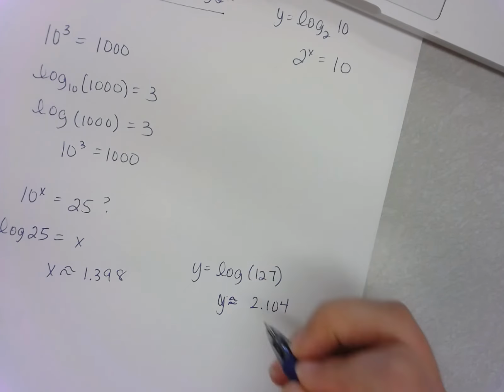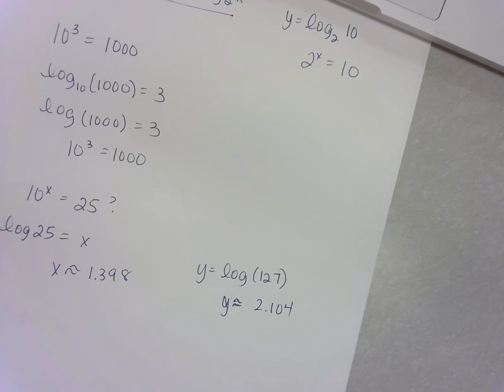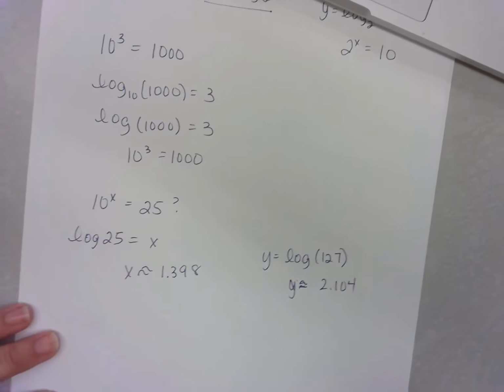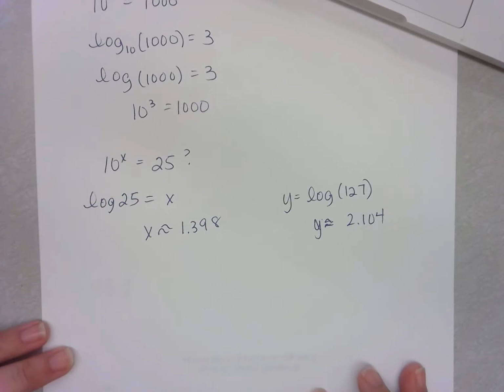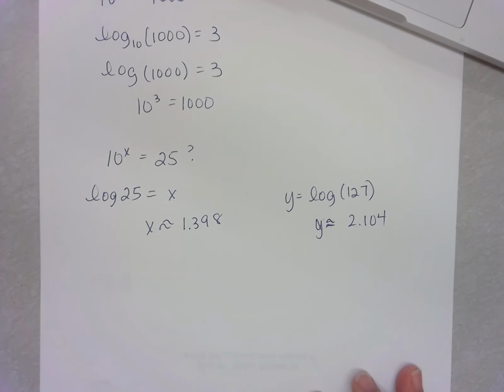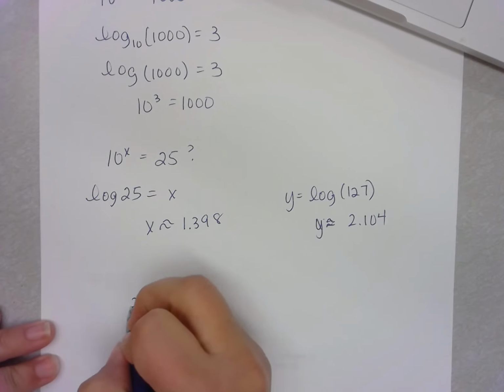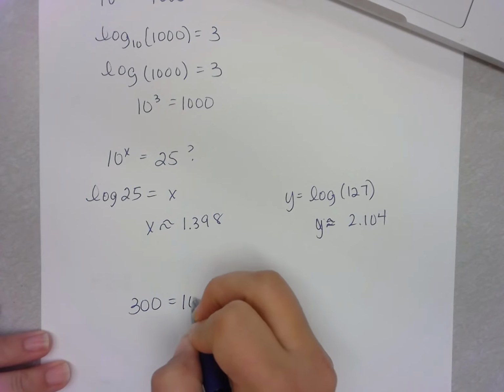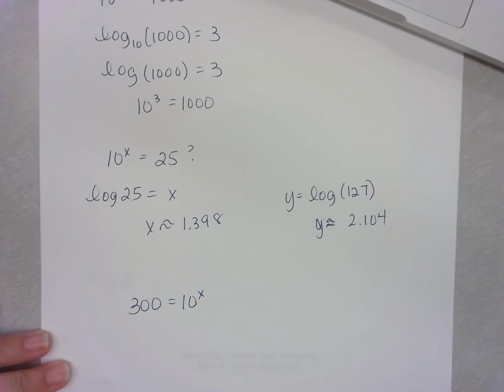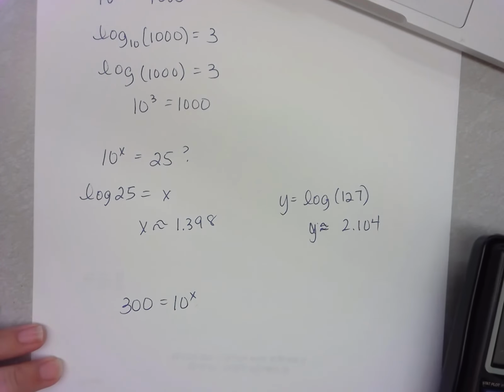Approximately. I should use my approximation. Okay? So, base 10 is actually used a lot for earthquakes. For instance, if the amount of energy released from an earthquake was 300 times greater than the amount of energy released from another, then the equation 300 equals 10 to the x is basically going to tell us the difference in magnitude on the Richter scale to the nearest thousandth.